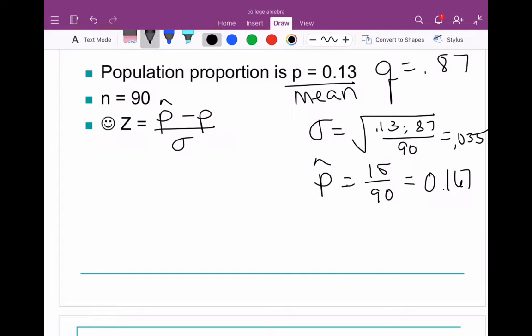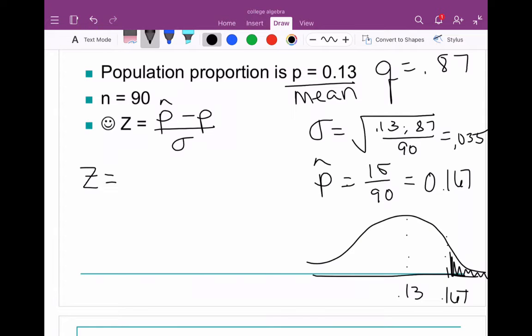The reason why I'm using this is because if I draw the normal model, my population proportion goes in the center because that's the mean, which is 0.13. So the 0.167 would be up here, and if we don't have enough, then we're going to be above that proportion. So that's kind of our cutoff proportion. So to calculate the z-score, we would then have 0.167 minus 0.13 over 0.035, which ends up equaling 1.06.